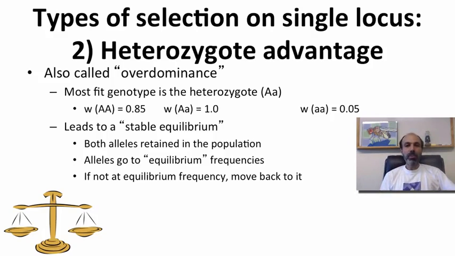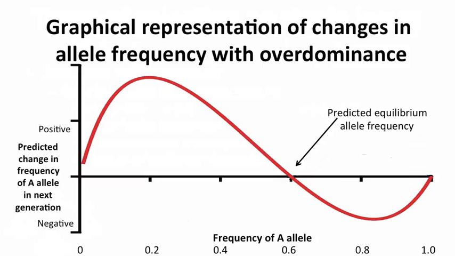Now let me show you a graphical representation of that. Here it is. Here's a graphical representation of changes in allele frequency associated with overdominance. On the x-axis here, I have the frequency of the big A allele, and on the y-axis, I have the predicted change in frequency of the big A allele next generation. Don't worry about this too much if you're not exactly following, but this just depicts the same sort of thing. So imagine that you're at, let's say in this case, the predicted equilibrium allele frequency is 0.6. If you're at the actual frequency of 0.4, your predicted change in frequency of big A is what? In this case, your predicted change is positive. So it'll push you towards the equilibrium.